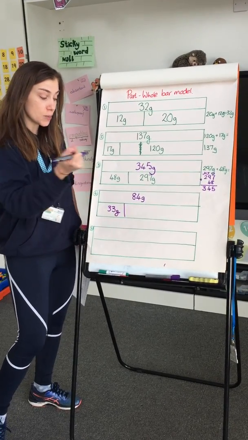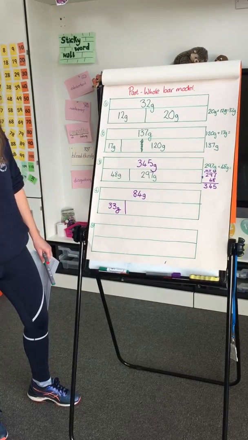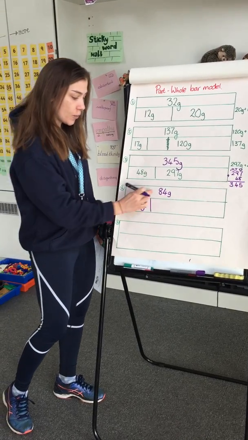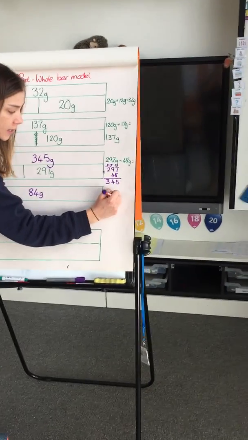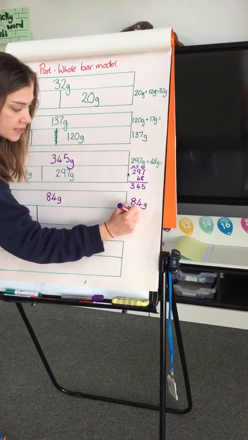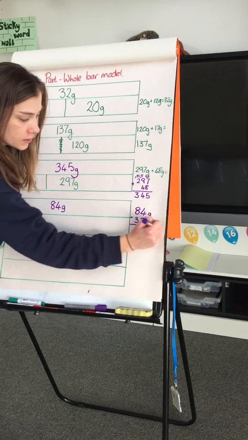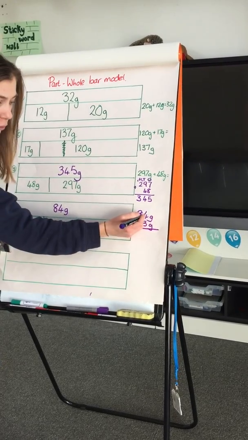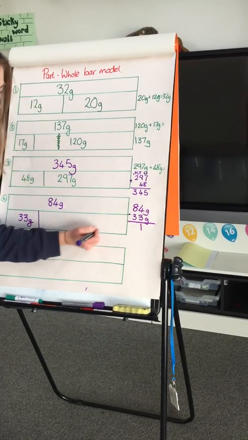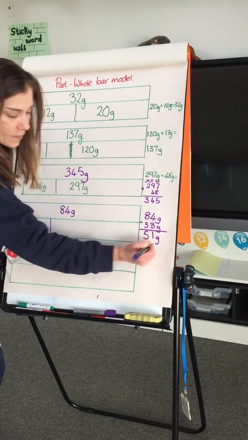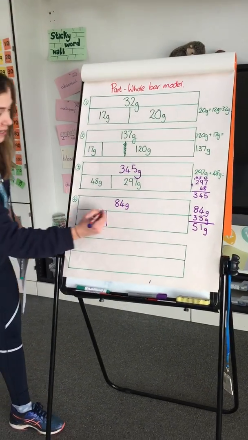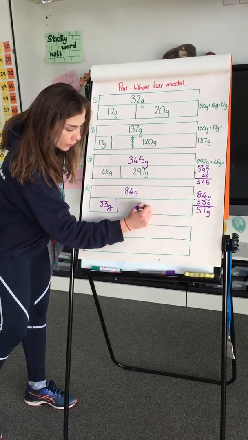So I'm actually going to have to subtract. I'm going to have to take that 33 grams away from my 84 grams to see what is left. 84 grams, subtract 33 grams. I could use the column. 4 take away 3 is 1. 8 tens take away 3 tens is 5 tens. So my pencil case by itself is 51 grams.